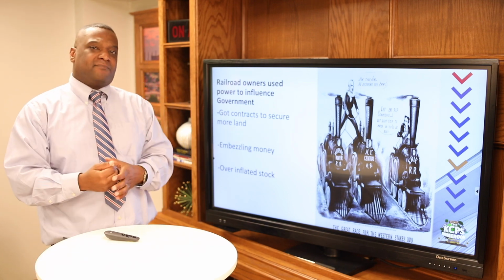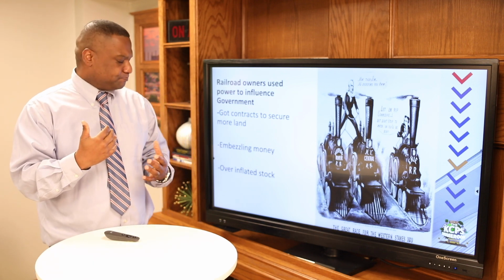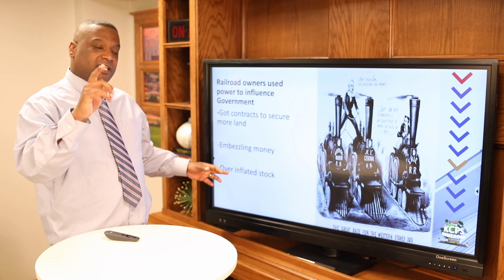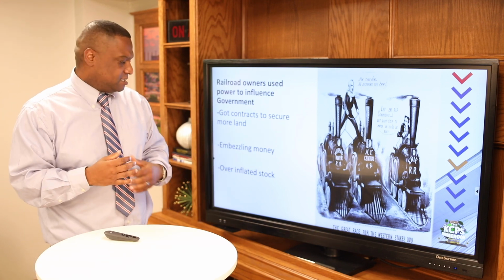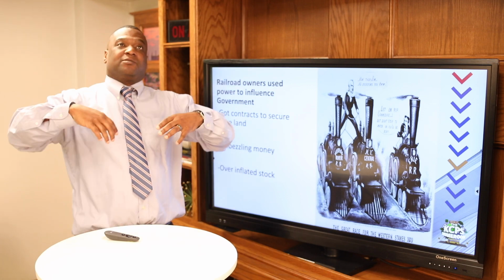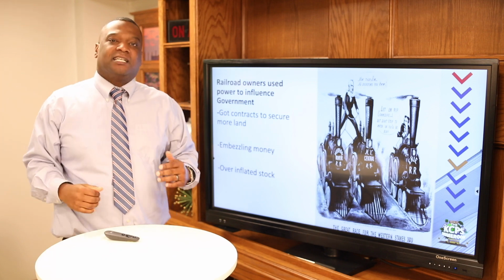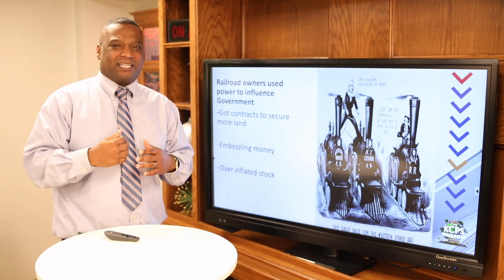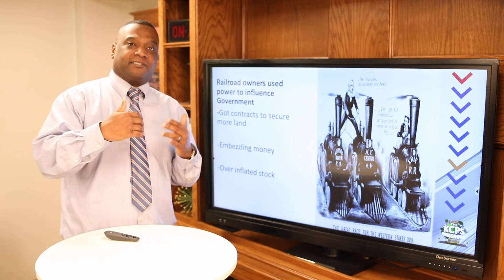They started embezzling money. Gompers went to jail because he did this stuff, right? Excuse me, I said Gompers. Elliot Gold, excuse me. He was embezzling money. Then you had overinflated stock. These people would say their company's worth this much when it's really worth this much. They were saying, yeah, we got you taken care of, we got land and all this other stuff. They're just lying about that to get their stocks up, right?